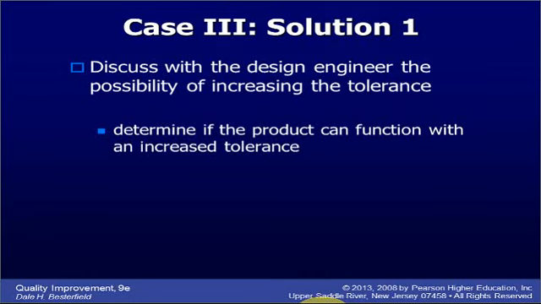There are three solutions to the situation of case 3. So first, you can discuss with the design engineer to see if he or she can relax the tolerance without affecting the function. If he can still relax the tolerance but perform the function, then our process capability can still be within the tolerance.